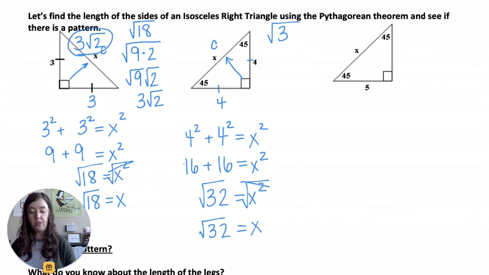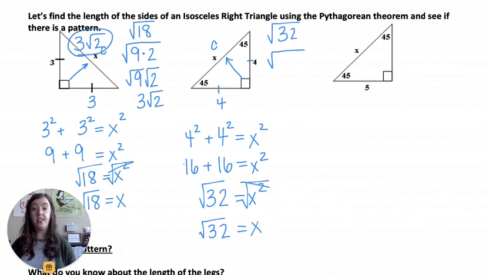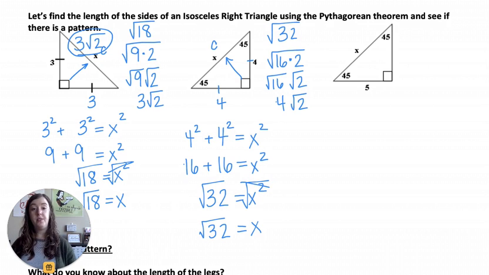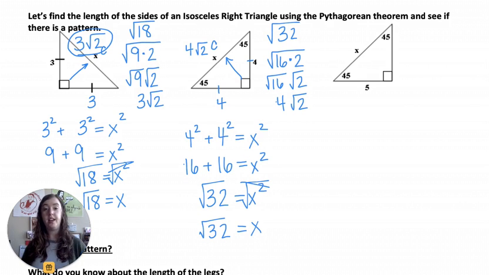What's the biggest perfect square that goes into 32? 16. It's 16 times 2. So we can break those up into their own separate square roots. The square root of 16 is 4, and I'm just left with the square root of 2 after that. So we're left with 4 square root 2 for the hypotenuse.